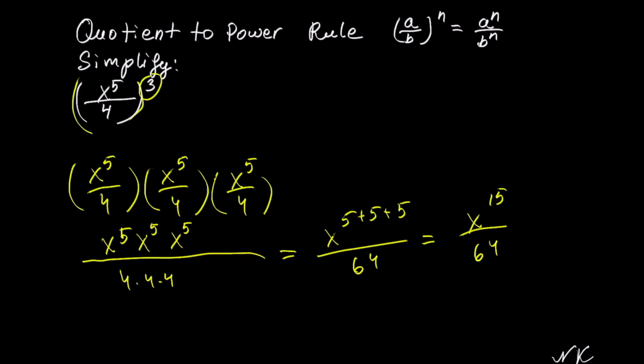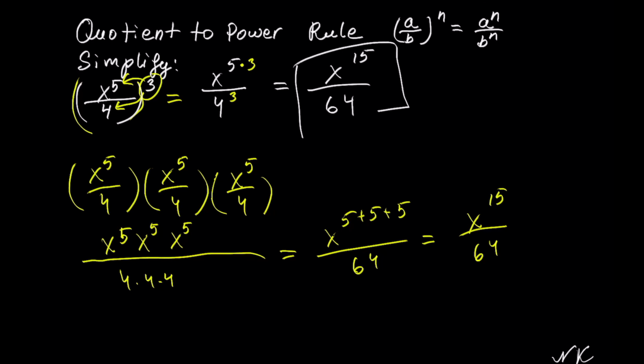A much faster way of getting this answer is to distribute this exponent into the parentheses, and we will get x to the 5 times 3 out of 4 to the third. This becomes x to the 5 times 3 is 15 out of 4 to the third is 64. And this is a much faster way of getting our solution.